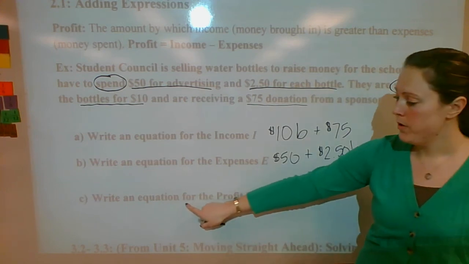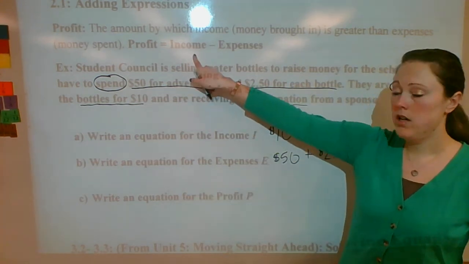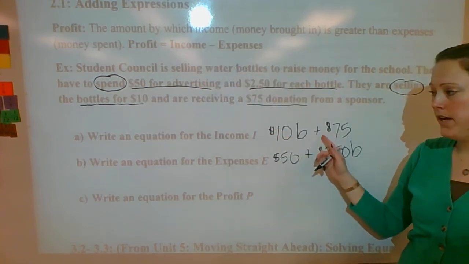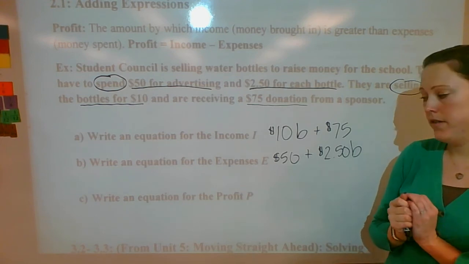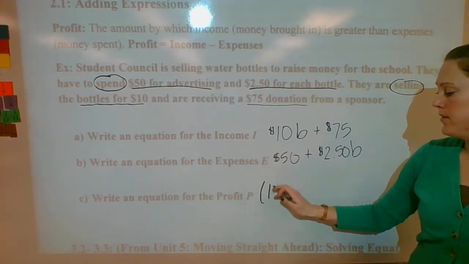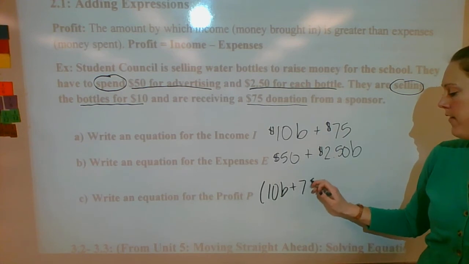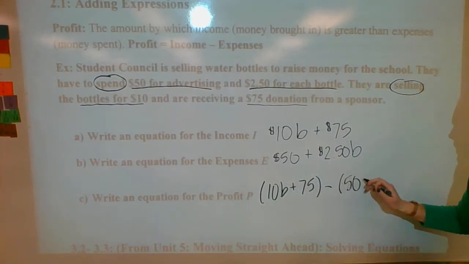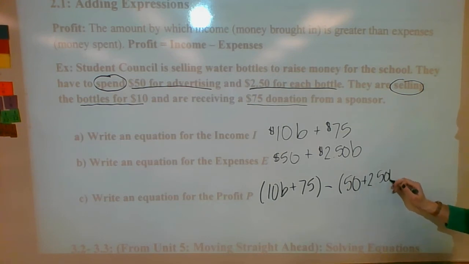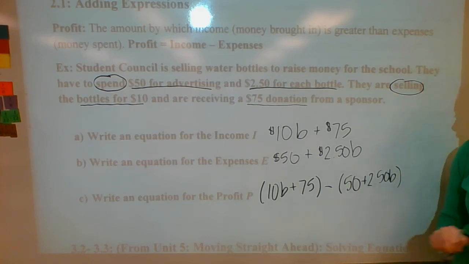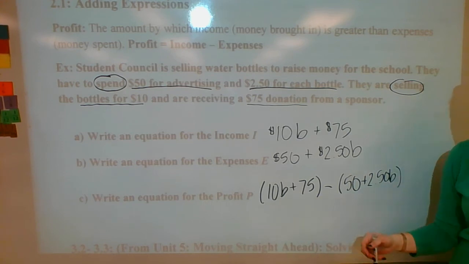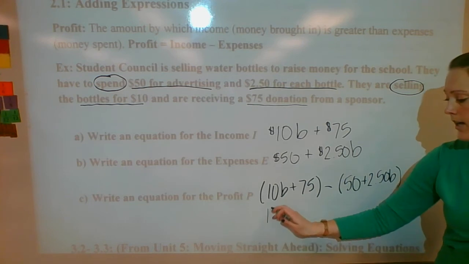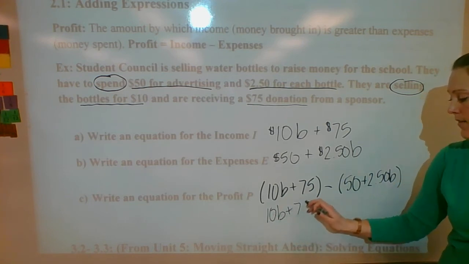Okay, so then the important part says my equation is all of my income minus all of my expenses. So since there's multiple things, when I write my equation, I'm going to add some parentheses. My income is $10 per bottle plus 75, and all of my expenses are $50 and $2.50 per bottle. In this first one, there is nothing to distribute with my income. There's no number out here in front. So I can just leave that $10 per bottle plus 75.